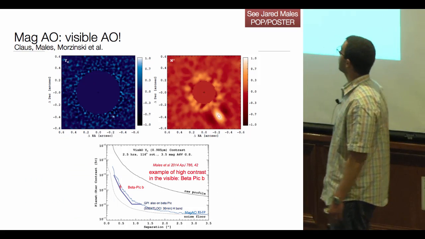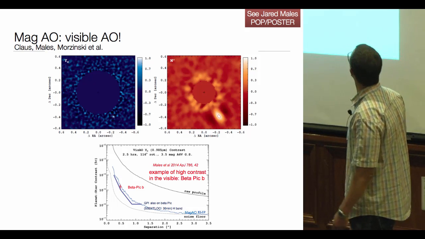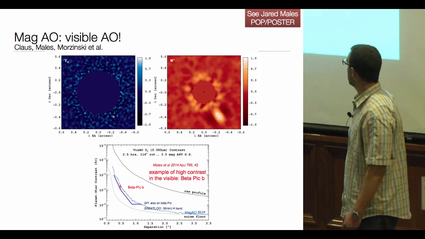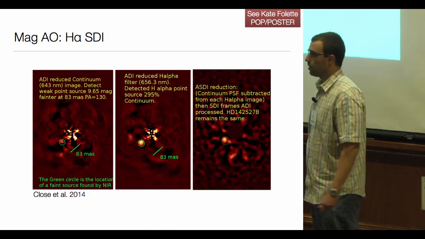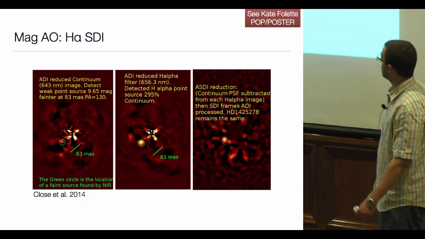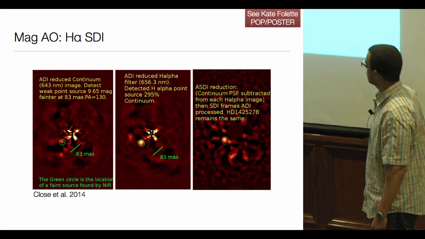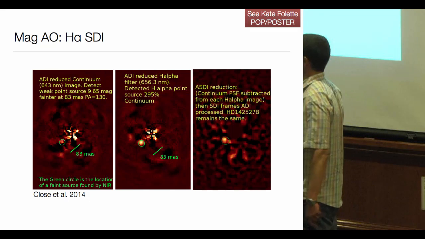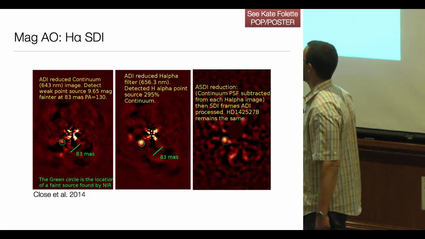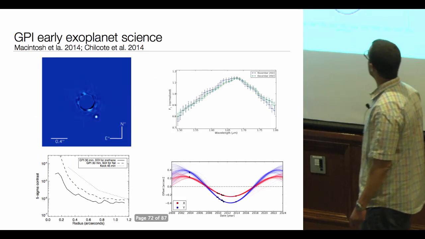MagAO is doing visible AO, one of the first ones to do visible AO. There is a poster about that as well. This I like a lot. This is doing spectral differential imaging in H-alpha, to look for accreting objects. This is great stuff. I really like this. I think it's going to be great with SPHERE as well and ZIMPOL, this visible camera at the VLT part of SPHERE. Of course, GPI, you've seen that a lot.